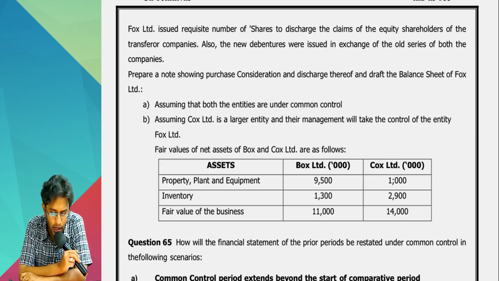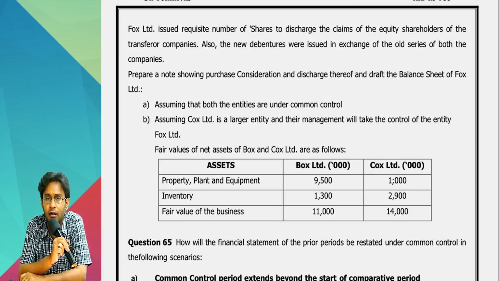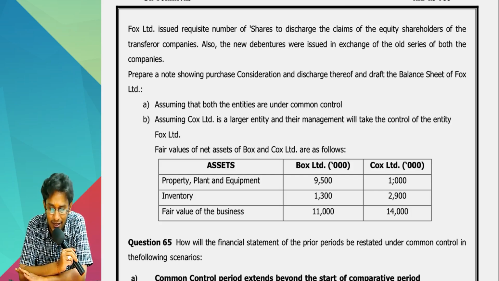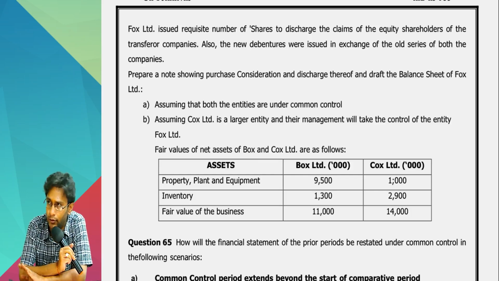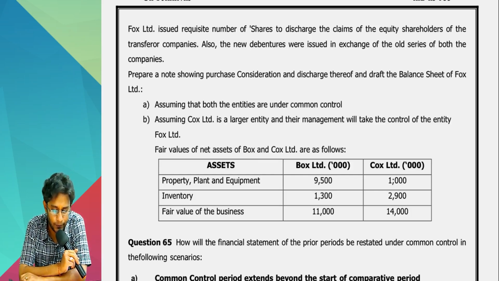Case A. Assuming that both the entities are under common control. If this is the case, the answer is very easy, extremely easy. So that we will do later on. Let's focus on the B part.